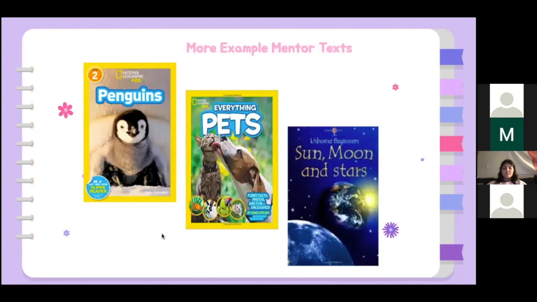Here are a couple more mentor text examples that show pictures of the covers so you can know what you're looking for. If you were to go looking for mentor text, that would be good for informational writing. The first picture shows a National Geographic Kids about penguins. The second one is Everything Pets, which is also National Geographic. And the third one is Sun, Moon, and Stars.